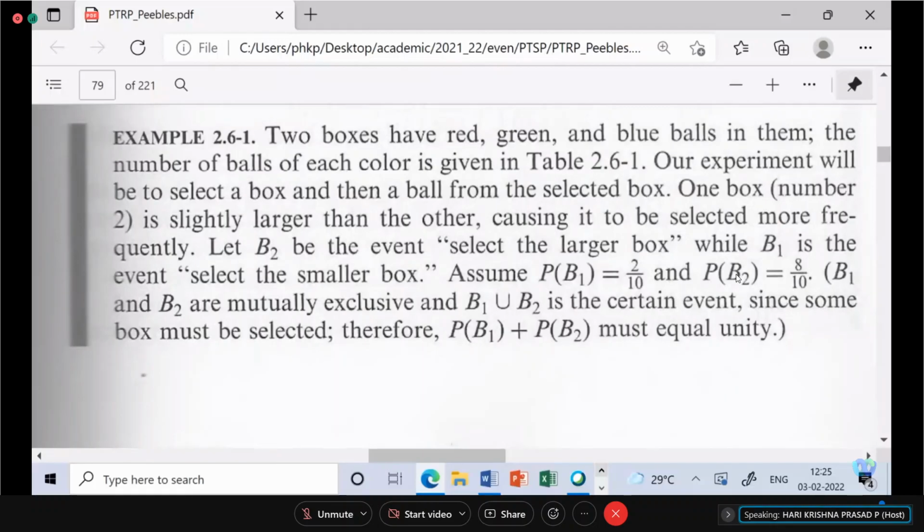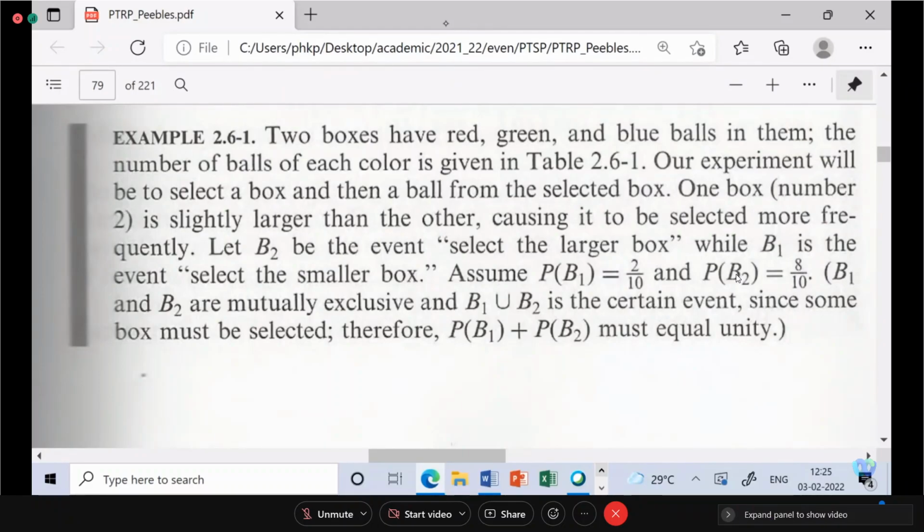The basic experiment involves selecting a ball. There are 3 different colored balls. Okay. And there are 2 different boxes. Okay, box 1, box 2. There are 2 different boxes. In each box, there are different colored balls. So in each box, I have red colored balls, green colored, blue colored balls. Okay.